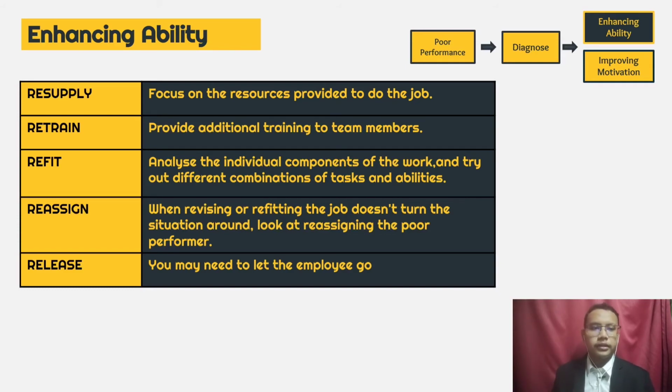Third is refit. It means that we analyze the individual components of the work and try out different combinations of tasks and abilities. This may involve rearranging the jobs of other people as well, because your goal is to retain the employee, meet the operation's needs, and provide meaningful and rewarding work to everyone involved. Fourth is reassign. When refitting the job does not turn the situation around, look at reassigning the poor performer. For example, we transfer him or her to a more suitable department. And lastly is release. After we try all the 4 ways above, but they did not have any impact on the poor performance, it means that we need to let this employee go. Otherwise, we need to bear all the loss caused by this poor performance.